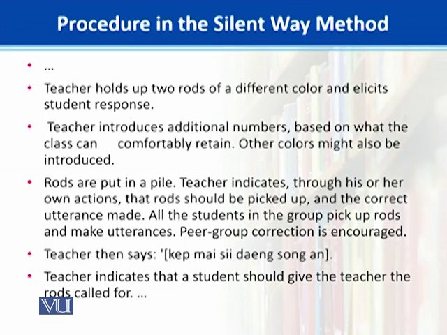Now, this is an important point. The teacher would introduce as much as the class can comfortably retain. Other colors might also be introduced. Rods are put then in a pile, and the teacher indicates through his or her own actions that rods should be picked up and the correct utterance made. Now, what would happen? As a group, the students would pick up rods and would make utterances. So the peer group performance and the peer group correction would continue, and peer group correction actually would be encouraged.